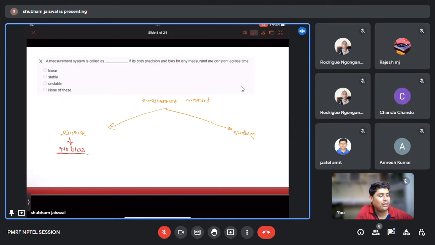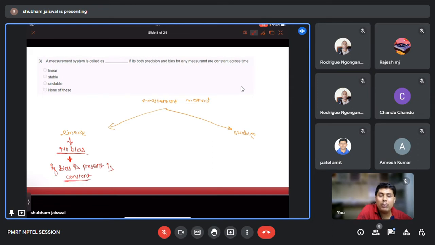Bias is nothing but the difference between the average of the measurement value and our true value. So, in linear measurement, there is no bias, and if bias is present, it will be constant.